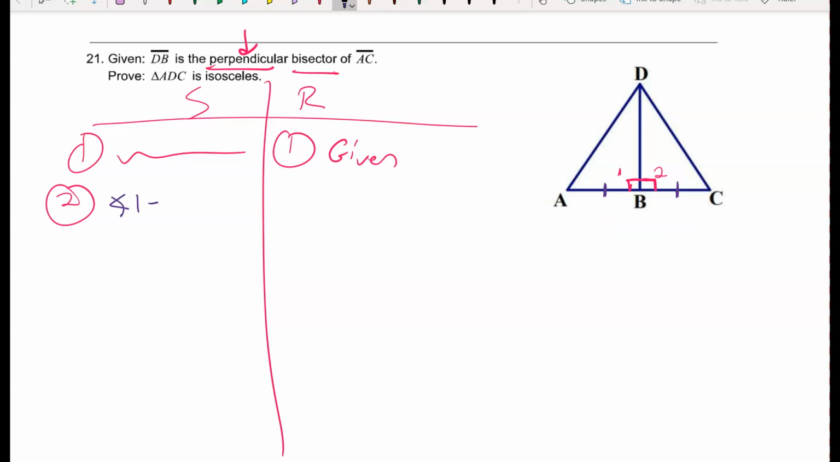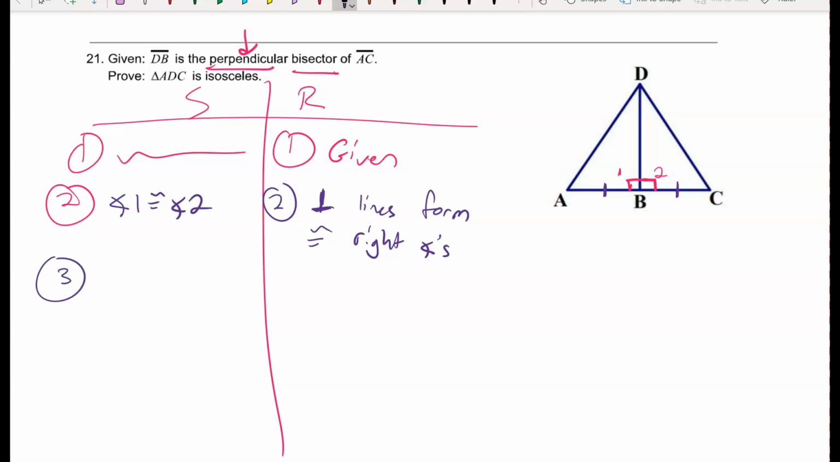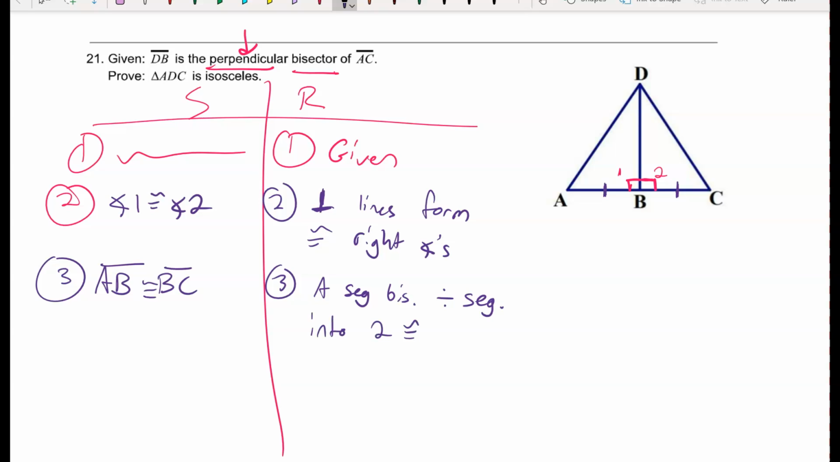So I'm going to start with angle 1 congruent to angle 2. And I know that because of the perpendicular part, right? Perpendicular lines form congruent right angles. And again, feel free to use the perpendicular symbol if you don't want to write out the whole word. And I also know from the bisector part that segment AB is congruent to segment BC, because the segment bisector divides a segment into two congruent segments.